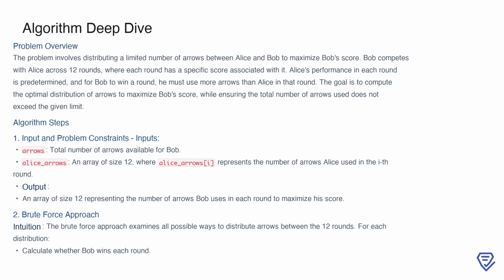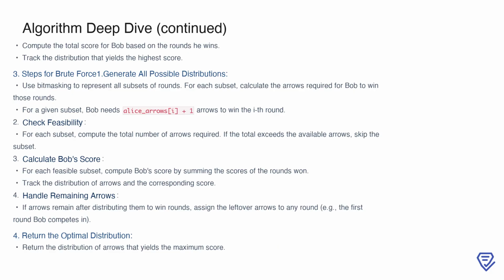the highest score. To implement the brute force approach, we start by generating all possible distributions of arrows using a technique called bit masking. Each subset of rounds corresponds to a possible combination of rounds Bob could attempt to win. For a given subset, the number of arrows Bob needs to win a round is one more than the number Alice used in that round. For each subset, we calculate the total number of arrows required. If this total exceeds the limit of arrows Bob has, we discard that subset.